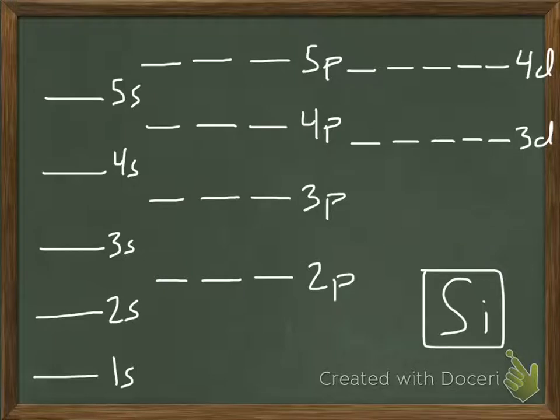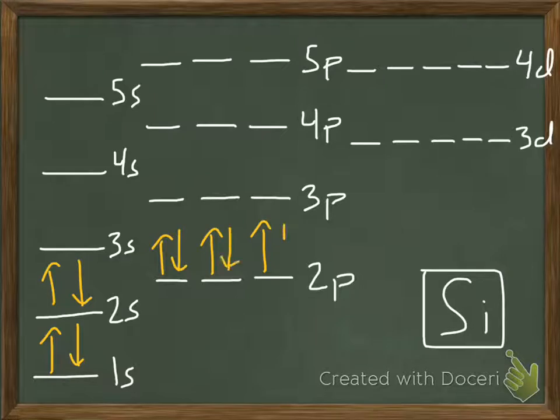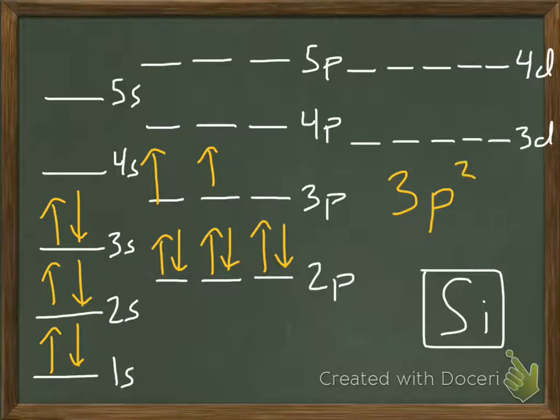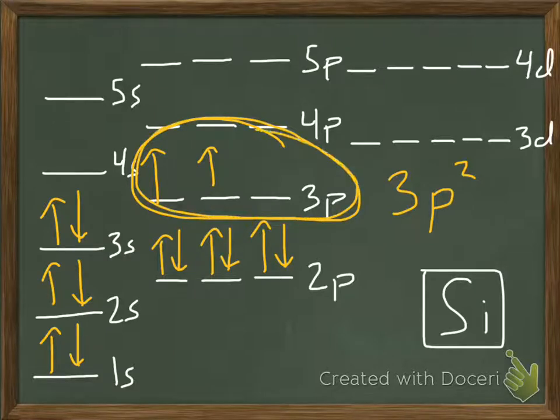Silicon is number 14. 1, 2, 3, 4, 5, 6, 7, 8, 9, 10, 11, 12. I ran out of space, so I got to go to the next one. 13, 14. And check yourself. Silicon is in the 3rd row. It is in the p block, so it's going to be 3p, and it is the second one in, so it's going to be 3p2. So make sure that you are on the 3p orbital and that you have 2 electrons. It's all connected.